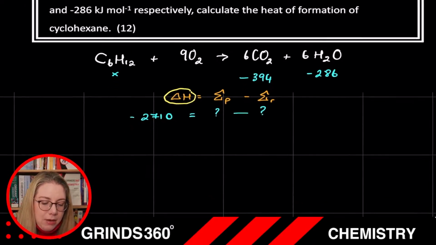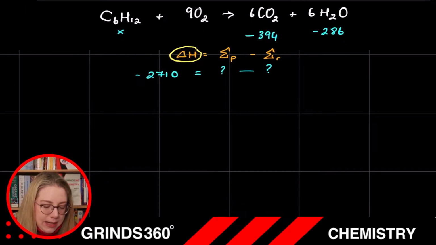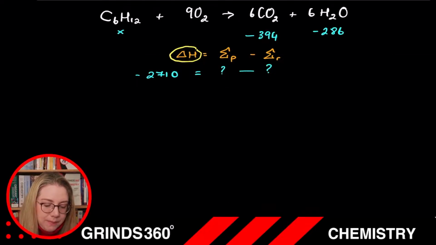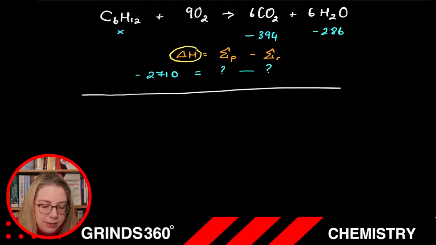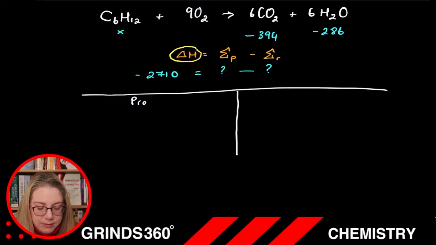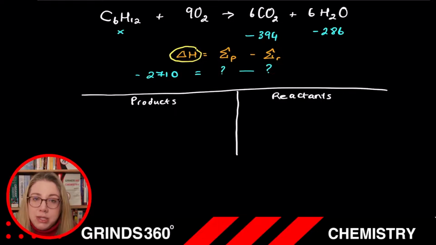Right, let's move this up to the top of the page and go at this in exactly the same way as before. I draw myself a little table. I put the products on the left, reactants on the right. A common mistake that students make here is reactants minus products. So I'm getting around that by doing it this way every single time.